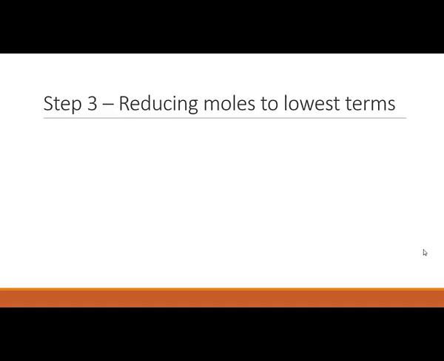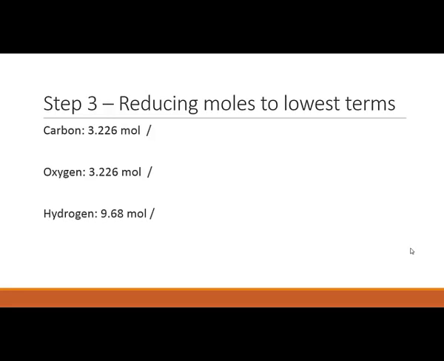Now all that's left is to reduce our moles to lowest terms for step 3. We'll usually do this by dividing by the lowest number of moles. We have 3.226 moles of carbon and oxygen, and hydrogen is definitely higher at 9.68. So let's divide them all by 3.226. Carbon and oxygen will obviously give us a result of 1.